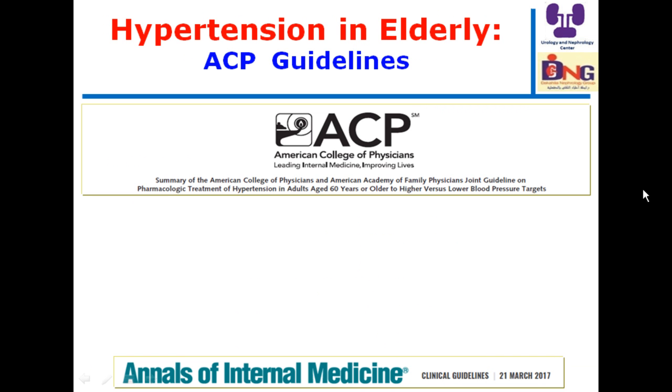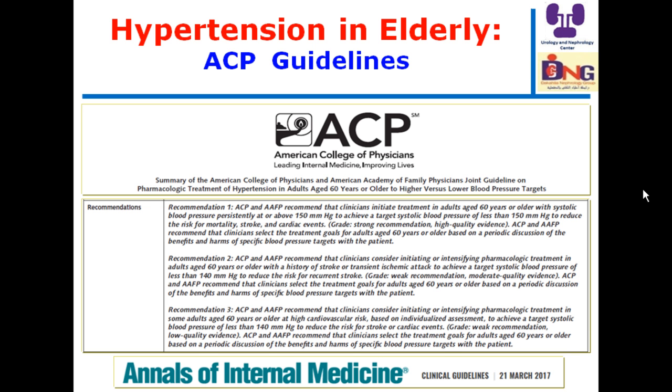According to this year's recommendation published by the American College of Physicians in the Annals of Internal Medicine, the ACP and the family medicine physicians recommend that the clinician initiate treatment in adults aged 60 or older with systolic blood pressure persistently at or above 150, to achieve a target systolic pressure just lower than 150, to reduce the risk for mortality, stroke, and cardiac events. This is a strong recommendation based on high quality evidence.